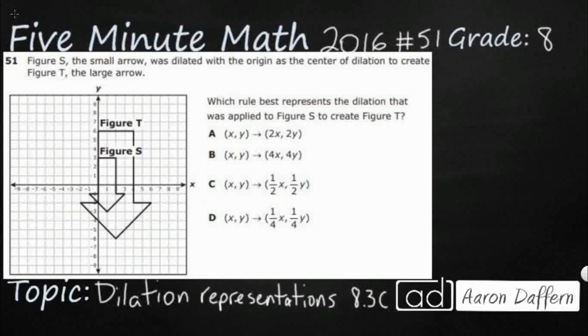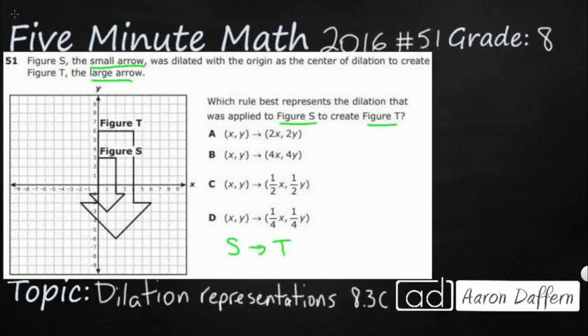So we've got figure S, it's a small arrow, and it's dilated, the origin is the center, so it's going to create figure T, the large arrow. So we just need to figure out how we got from figure S, so I'm going to put a figure S right here, this column right here, how we got from that to figure T. They don't really label that, but you have to kind of read the problem to figure out which one is first, which one is second, figure S to figure T.